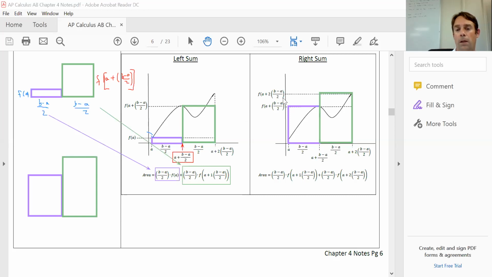So now they're not starting with the left values like we did over here. Over here, we used the left values. Now we're using the right x value. So we're using this one and we're using this one. We did 1 times B minus A over 2 to get the purple one, and 2 times B minus A over 2 to get the second one. So again, the width is still, for each of these, B minus A over 2.